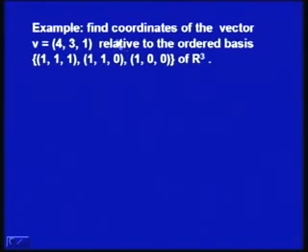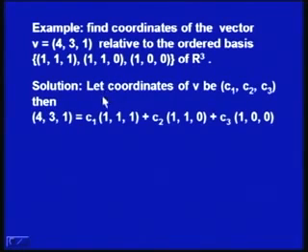Now, let us try to find the coordinates of a given vector with respect to a given ordered basis. Let us consider an ordered basis of R cube as (1,1,1), (1,1,0) and (1,0,0), and let us try to represent the vector V, which is a vector in R cube. It is of the form (4,3,1). So, we have to find the coordinates of this vector (4,3,1) with respect to this ordered basis.